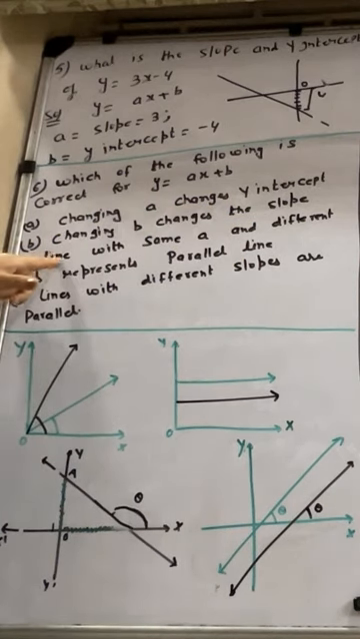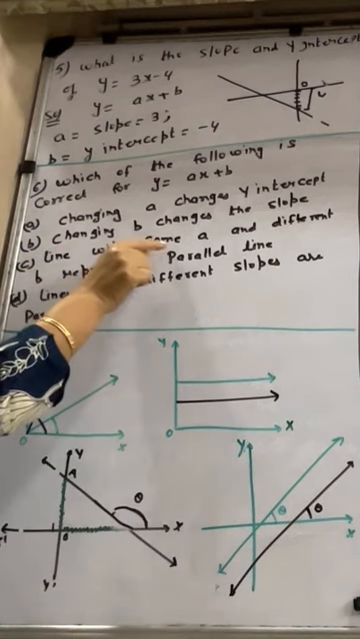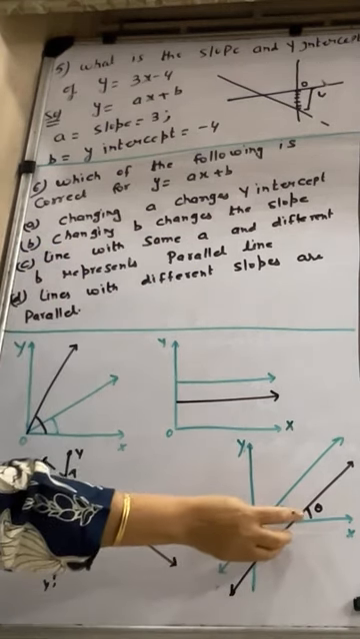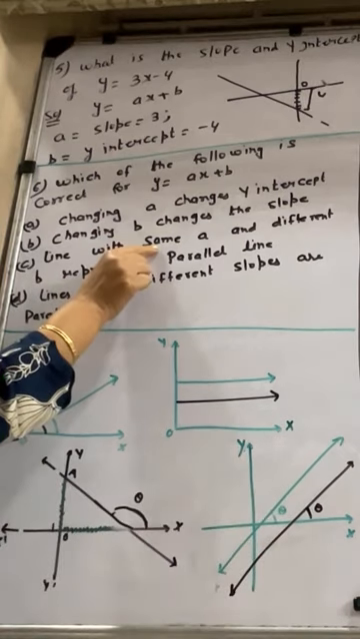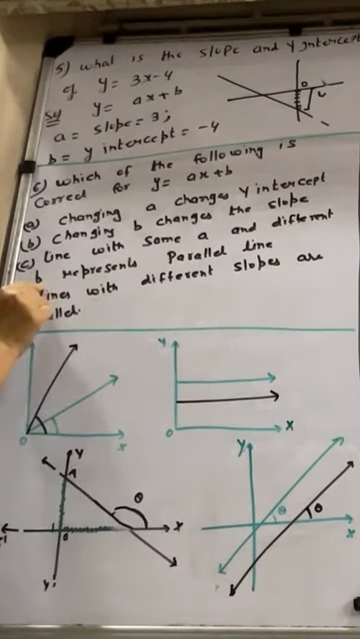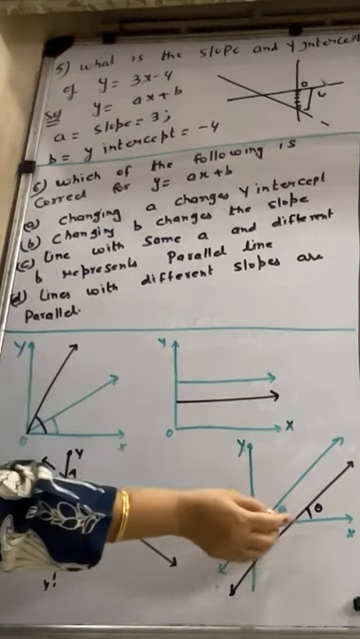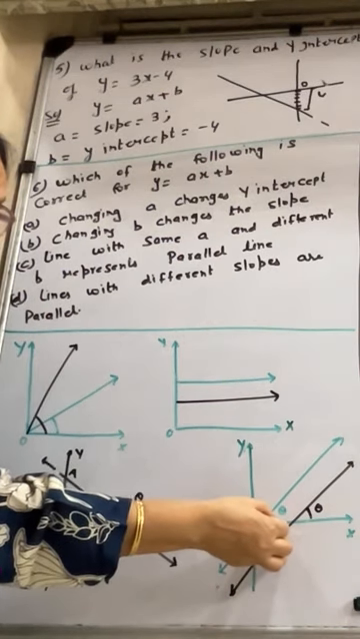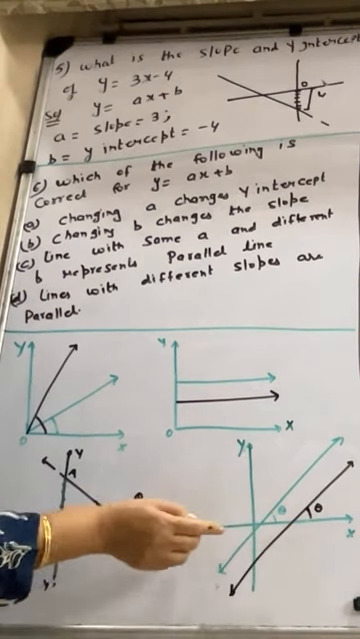Look at the third. Lines with the same a and different b represent parallel lines. It says lines with the same a. Look at here, these are the two lines. Lines with the same a means their slopes are the same. They have different values of b, doesn't matter, those lines will be parallel lines. Yes. Same a means their inclination from the x-axis is the same, and different b.